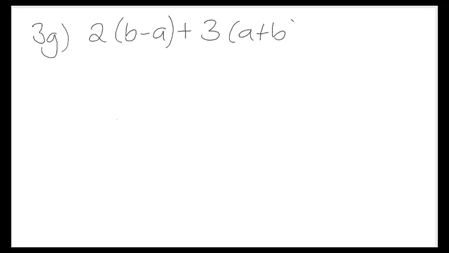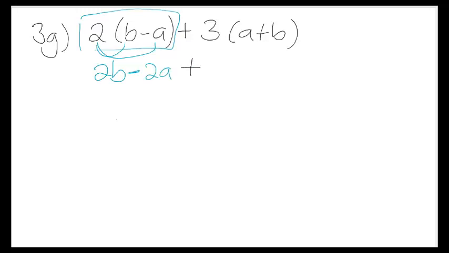Okay, let's do another one over here. So this is going to be 3g. Oh, sorry, not d, but g. 3g says I've got 2b minus a plus 3a plus b. So first things first, I do my blue section. 2 times b is going to be 2b. 2 times minus a is minus 2a. Then I bring down my plus sign, and I do my green section, which is going to be 3 times a is 3a, and 3 times b is 3b.